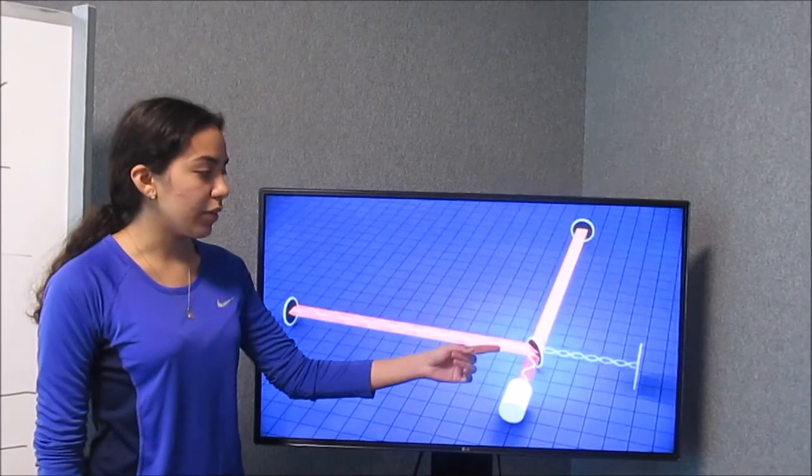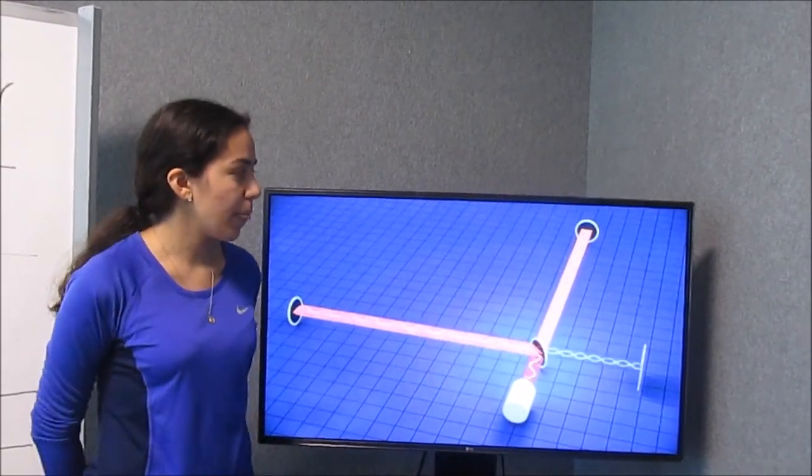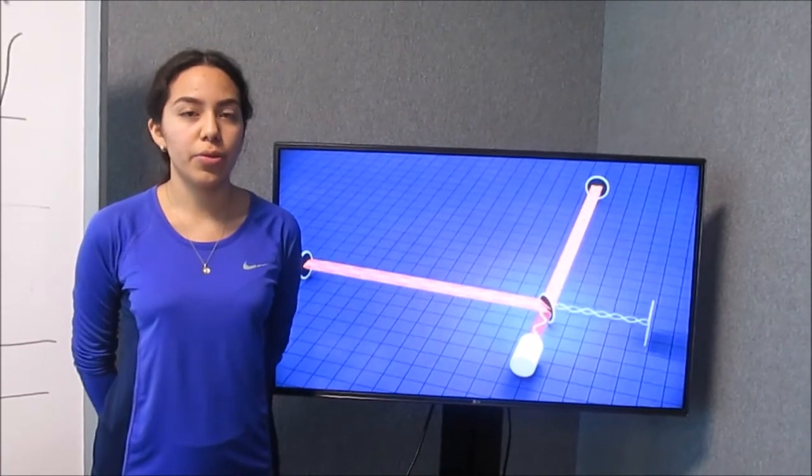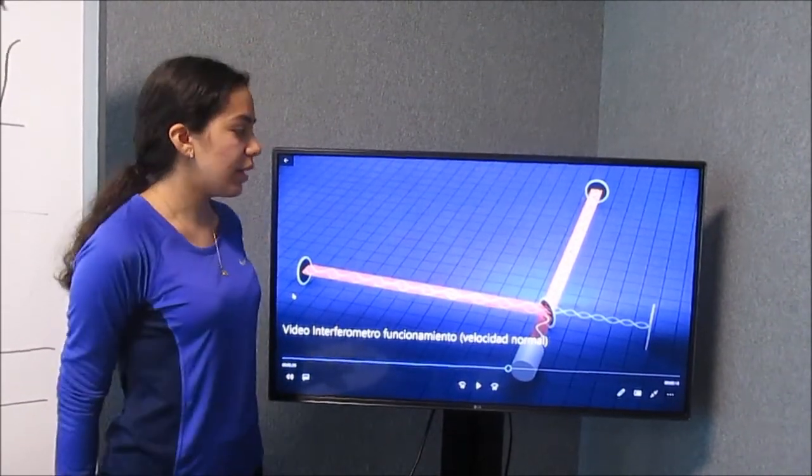Create a pattern of interference. When a gravitational wave passes through, since it is transversal, it expands.